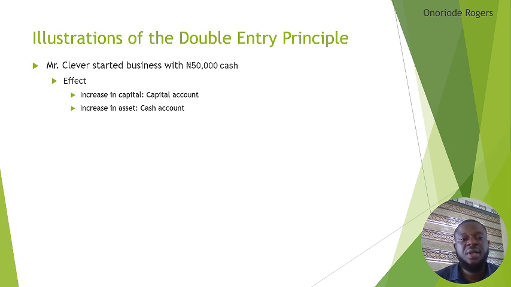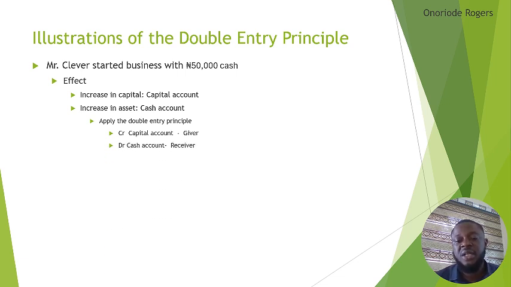So let's identify who is receiving and who is giving out of these two, applying the double entry principle. The capital account is giving out, while the cash account is receiving, because the cash account is housing the cash for the company, while the capital account is Clever's account. That shows that the company is indebted to Clever.